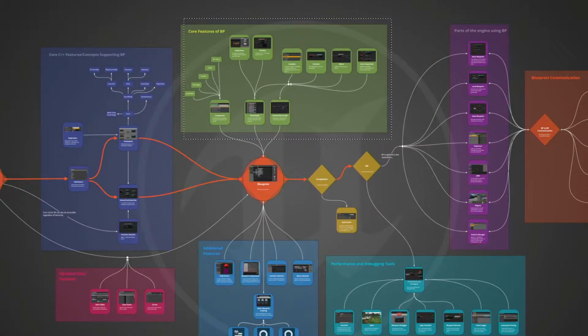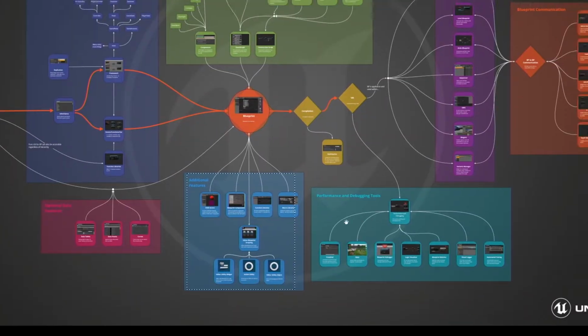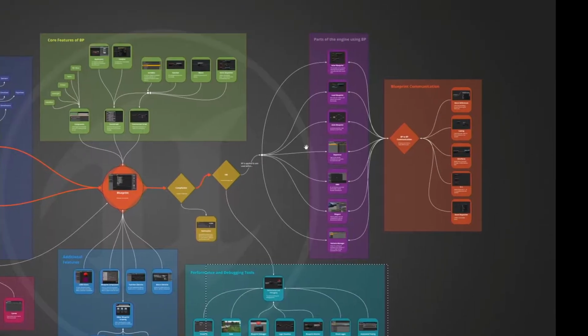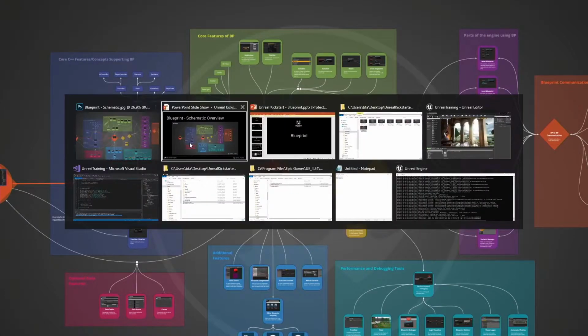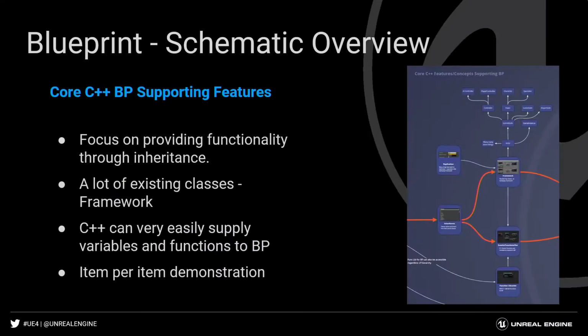And we're going to take a look at the core features. So this is the core of Blueprint. This is extra: debugging, everywhere where Blueprint is used. And Blueprint to Blueprint communication is a topic in itself. Okay, let's start off with C++. And the beginning, the blue box.